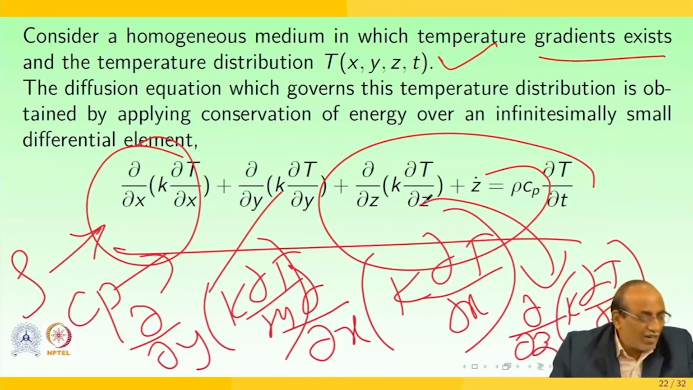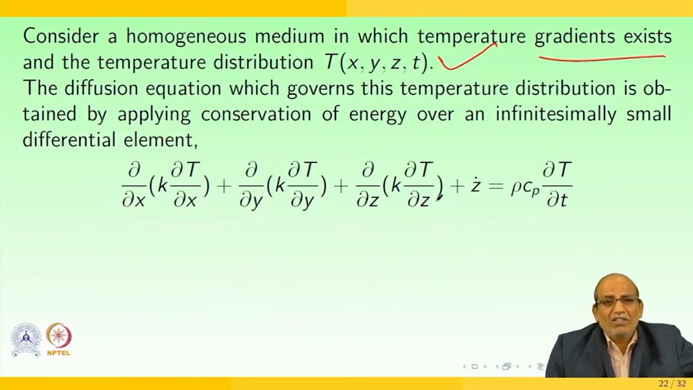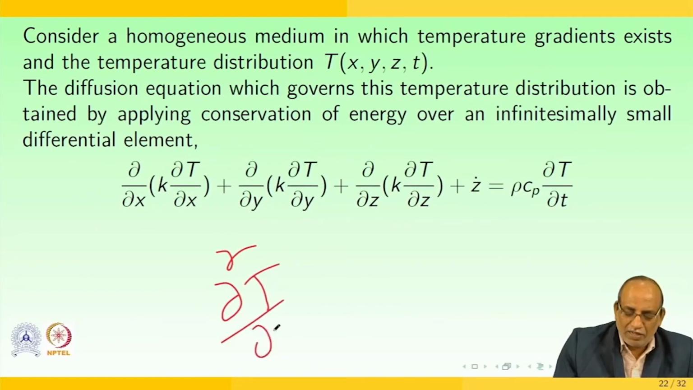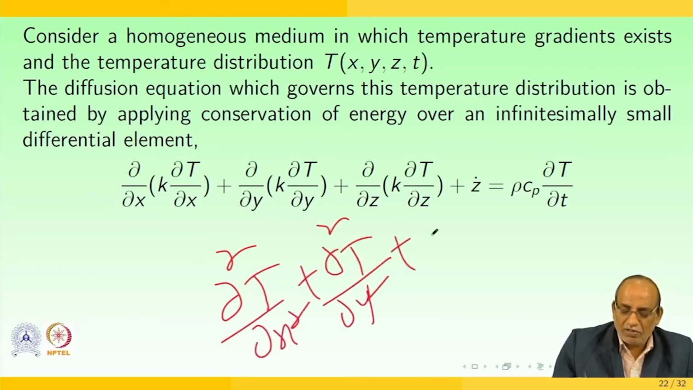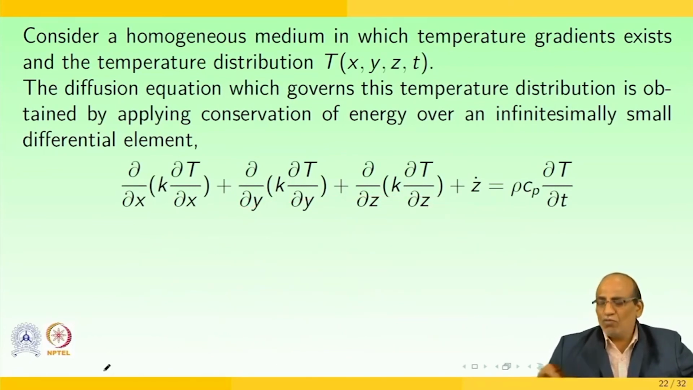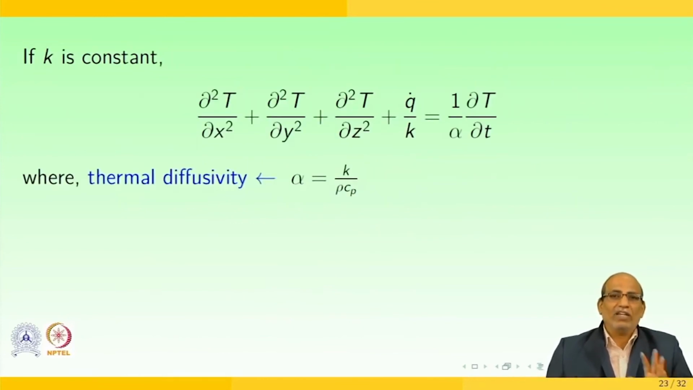If K is a constant, then it becomes d square T upon dx square plus d square T upon dy square plus d square T upon dz square. That is what we call the Laplacian operator. So this Laplacian operator will play a vital role in many engineering applications. Look at here, that's what I wrote.